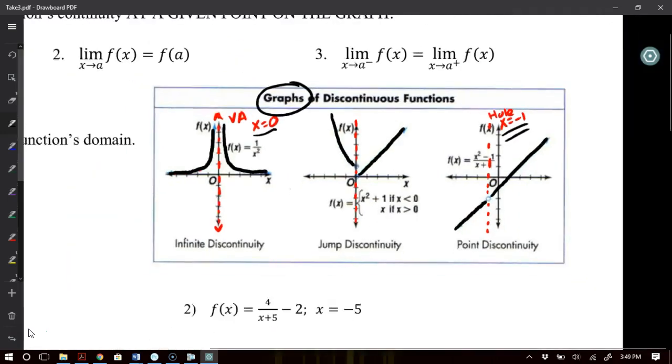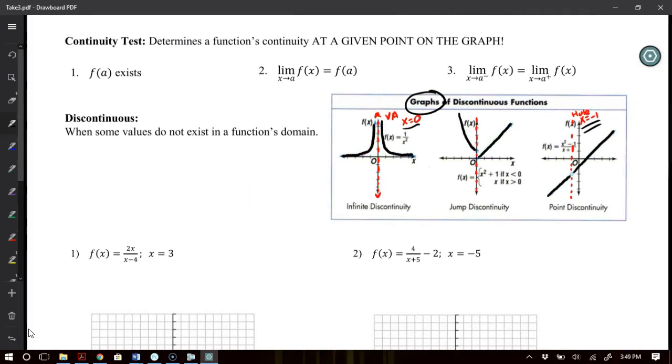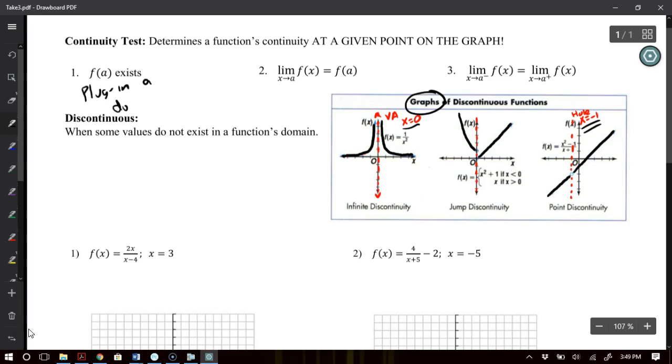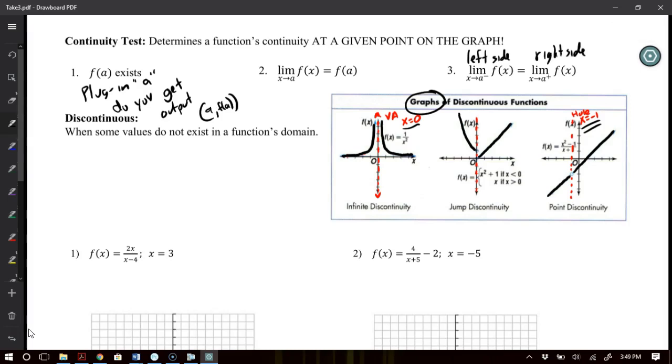So when we do this, we're going to look at these three things. Does f of a exist? In other words, if you plug in a, do you get an output? And if you get an output, good. That's a coordinate. We're going to write it down on the graph, x comma f of a, whatever we get. And what we're going to do here is look at the limit. Does the limit from the left side equal the limit from the right side? As I draw from the left and draw from the right, do they touch each other? That's what we're going to look at.